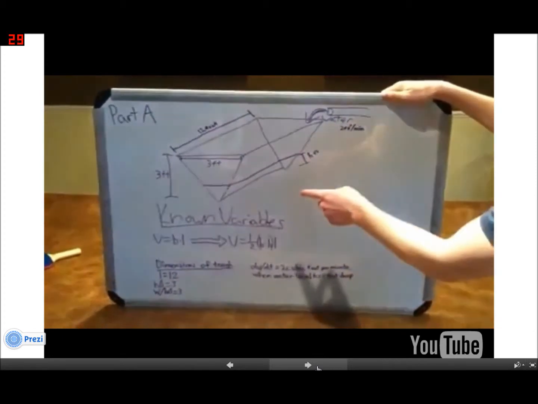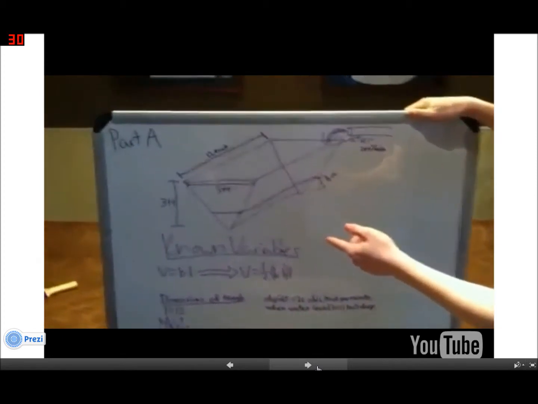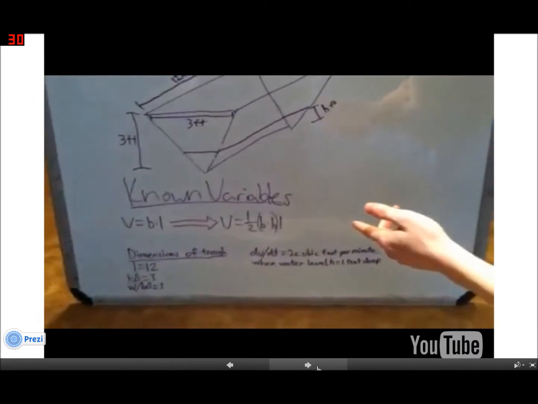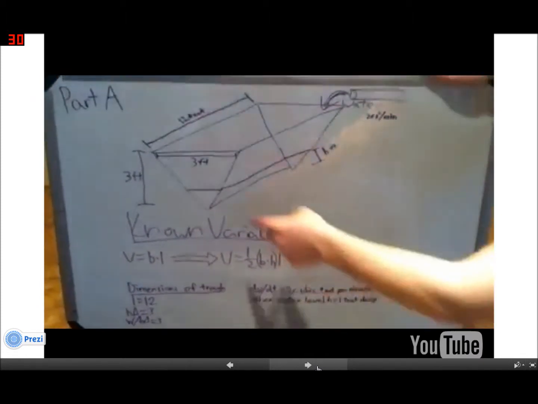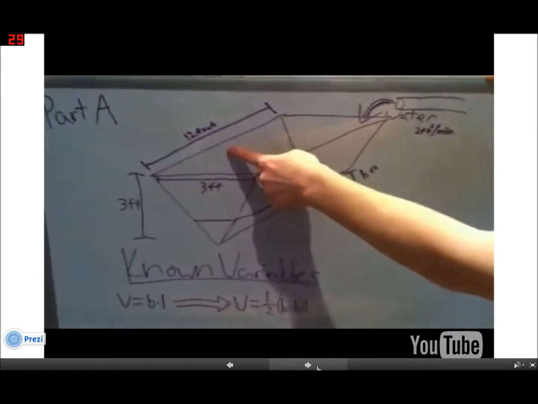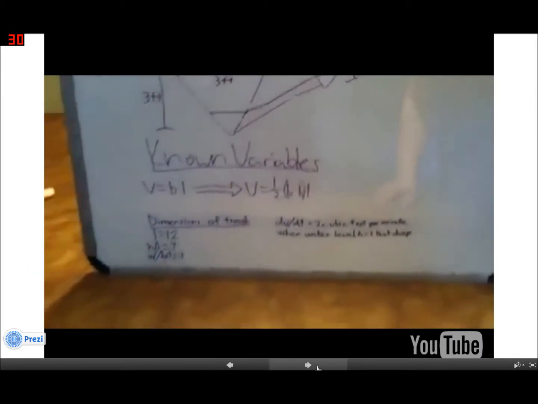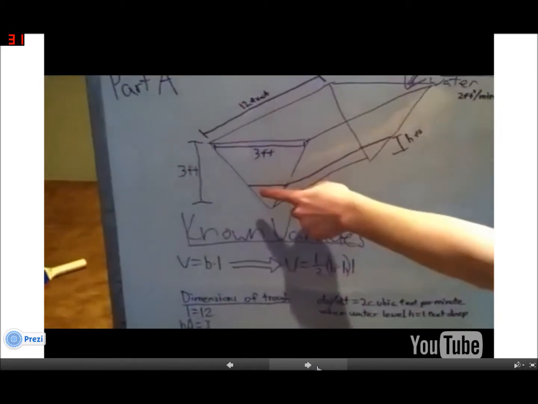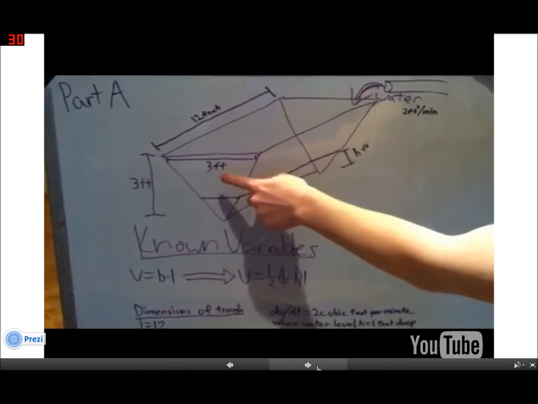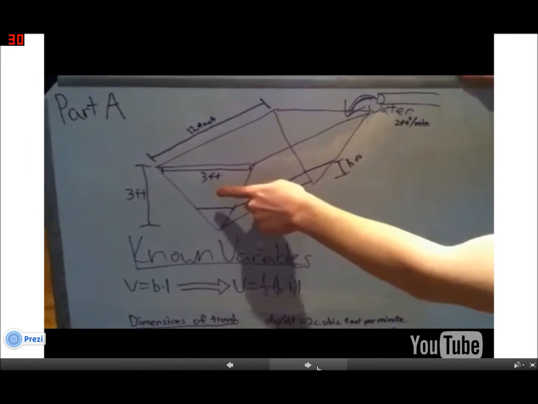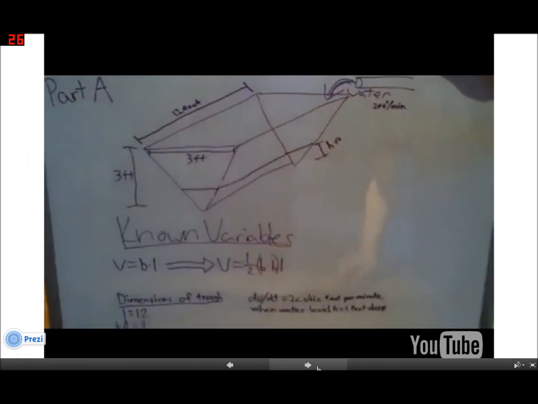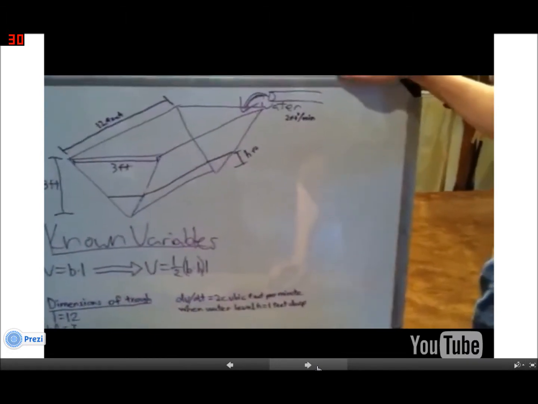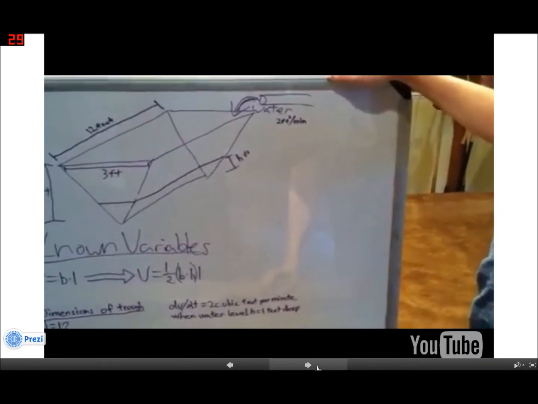Okay, so here we've got our trough. Our known variables are that our volume is equal to base times length, which could also be 1/2 base times height times length, because we've got the base of a triangle times the length of the trough. The dimensions of the trough are that the length is 12 feet, the height of the triangle is 3 feet, and the width of the trough, or the base of the triangle, is also 3 feet. And we know that the volume of the water is changing at 2 cubic feet per minute when the height starts at 1 foot deep.